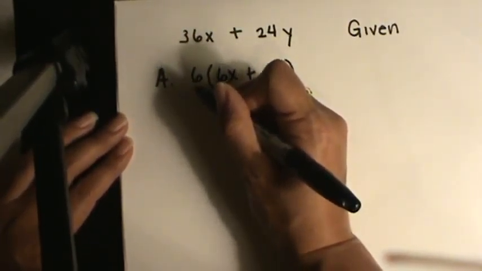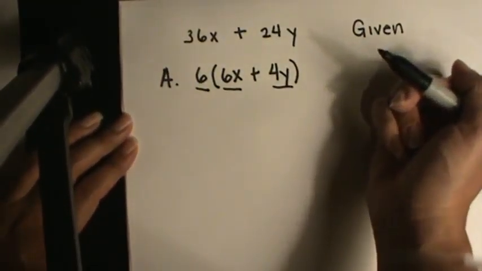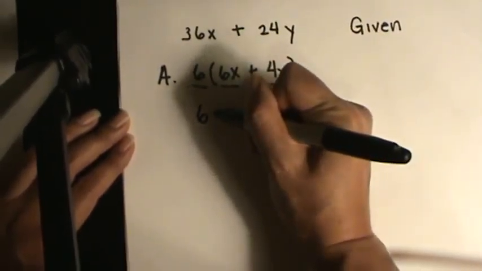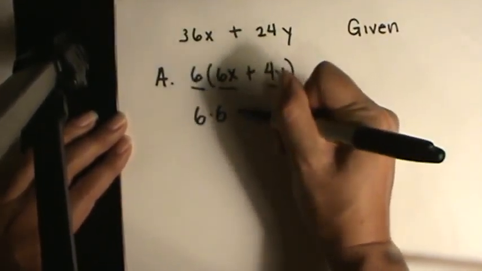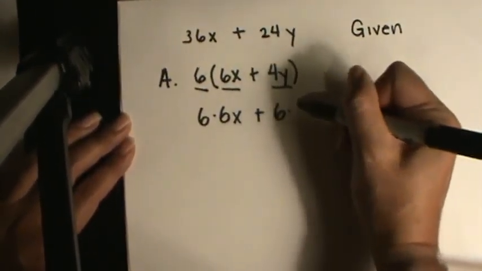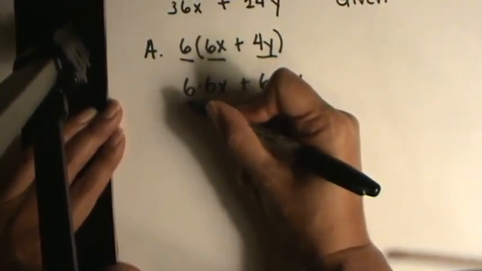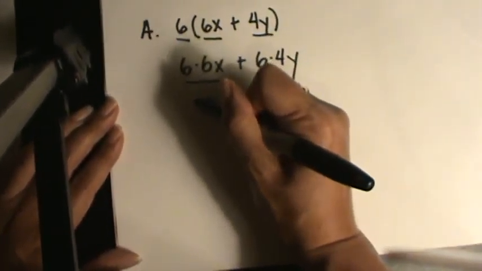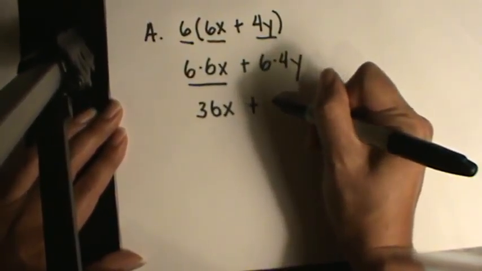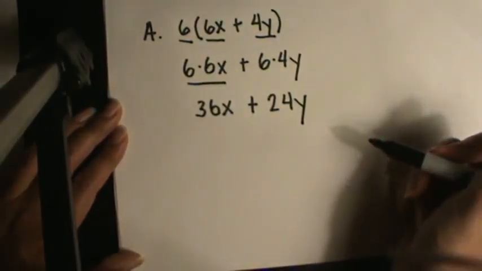First, I need to distribute the 6 to the inside of each part within the parentheses. So first I have 6 multiplied by 6x plus 6 multiplied by 4y. 6 times 6x is 36x plus 24y. But I'm not done.